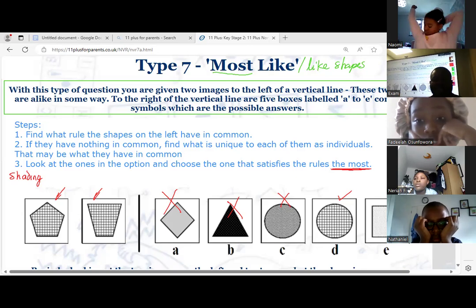What about E? Does he have the same? No. So which makes our answer to be what? D.